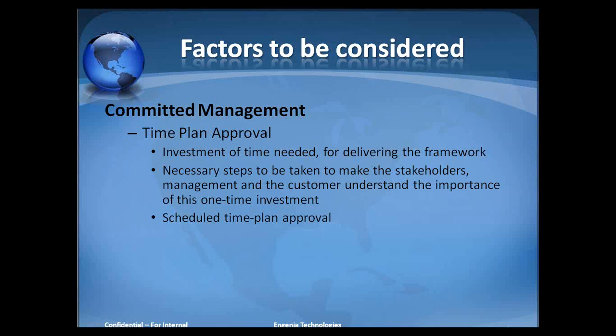The other thing is that we need the resources, we need the tool, we need the investment. So the investment is also a very important step. Then the next point is the necessary steps to be taken to make the stakeholders, management, and the customer understand the importance of this one-time investment. So we need to bargain with the management. We need to tell them the importance, and we need to develop some kind of ROI scenarios also, that if we take this particular automation tool, this is the investment that is required, and these are the benefits that we can get from this kind of investment.